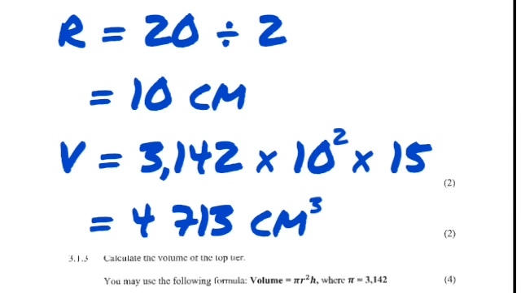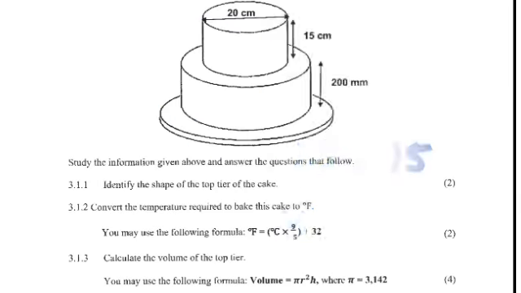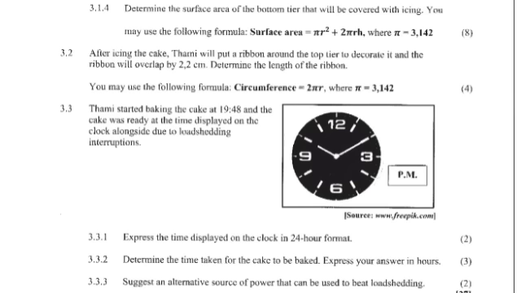4,713 centimeter cube. You need to put that cube over there at the top to show that you have just calculated volume. The units are very important, guys, when it comes to measurement, so make sure that with every answer you put in the relevant units. With volume, obviously centimeter cube, whereas with area is going to be centimeter square.